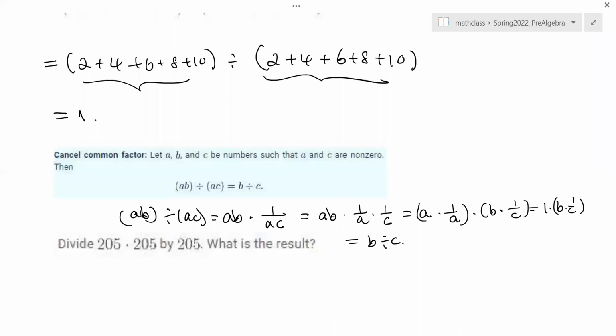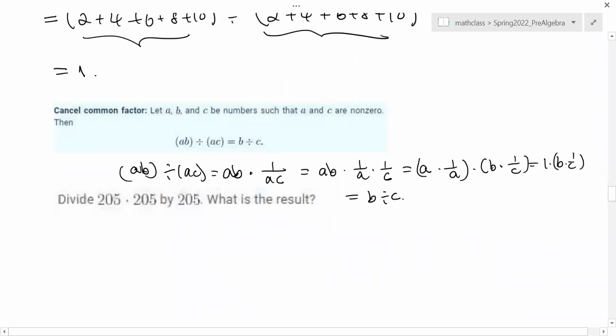All right, after you study fractions, that's also easy to see. The common factors in the numerator and denominator should be canceled out, but we're not going to talk about fractions right now.